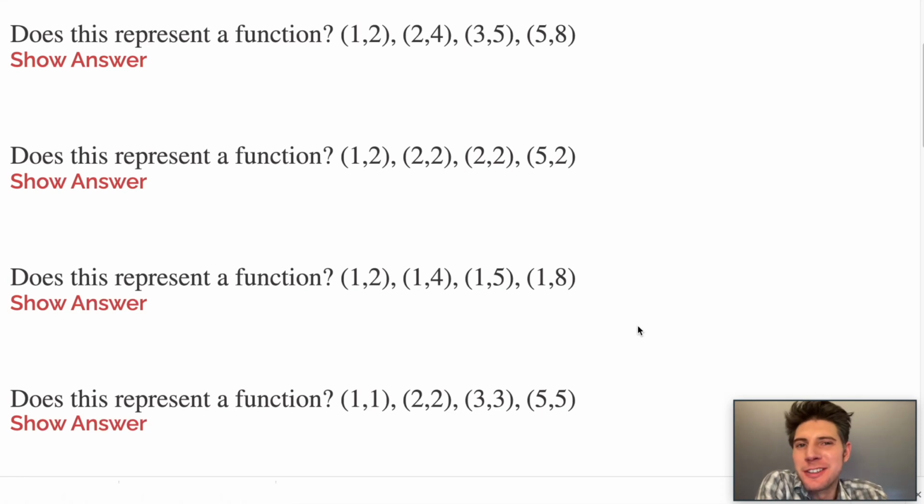Welcome to this video. So this is a common topic that comes up. Does this represent a function? And they'll give you a list of points. The whole idea of a function is that every x can only go to one y.